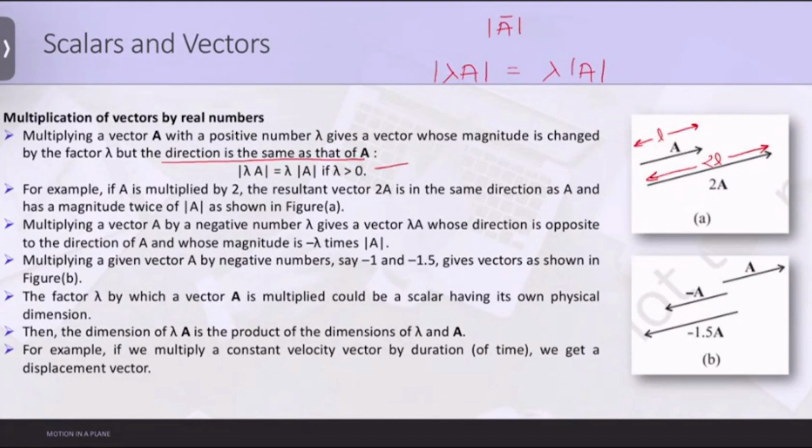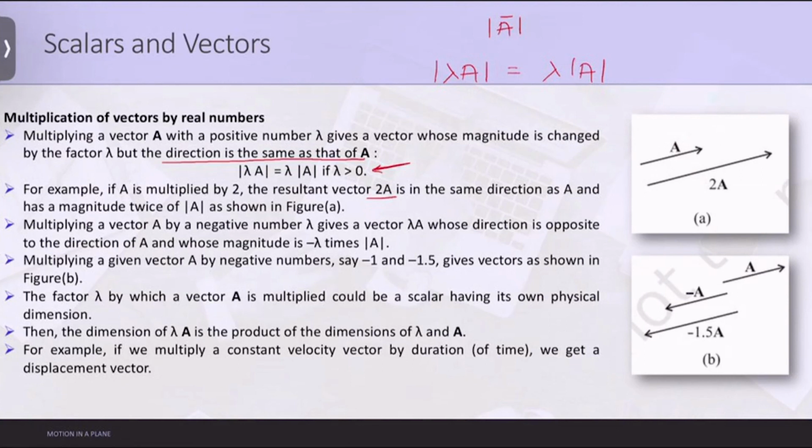This is only valid if lambda is positive. What happens if lambda is negative? We will explain it in the subsequent points. For example, if A is multiplied with 2, the resultant vector is 2A, which is in the same direction as A, as you can see clearly in this figure, and has a magnitude twice of mod A. Let us take the length of vector A as L, then the length of vector 2A will be 2L.